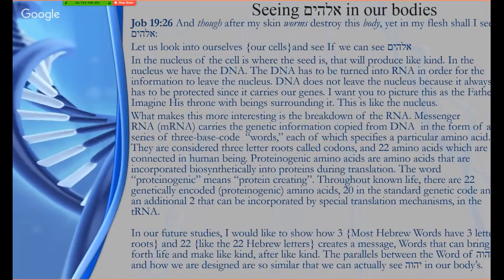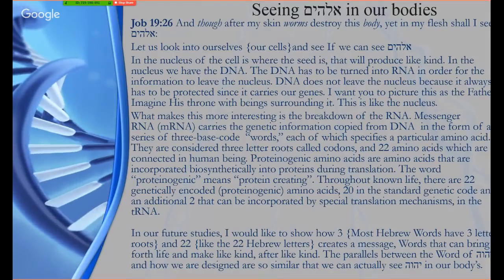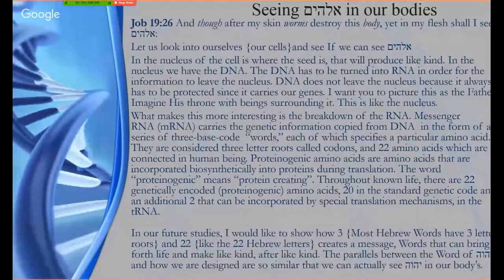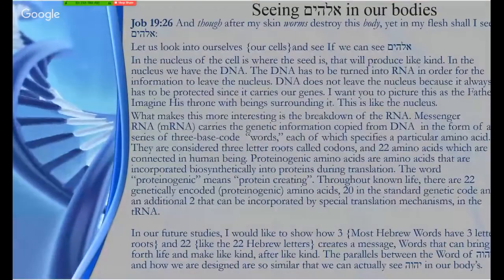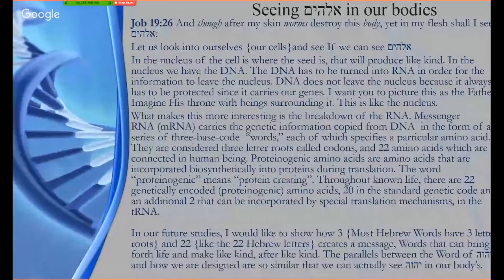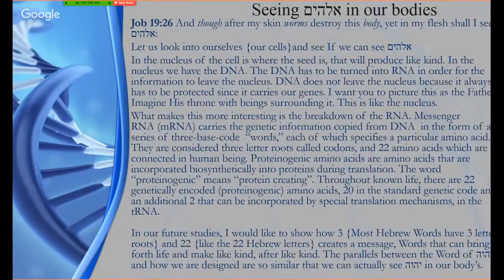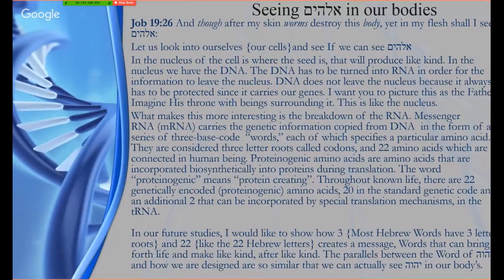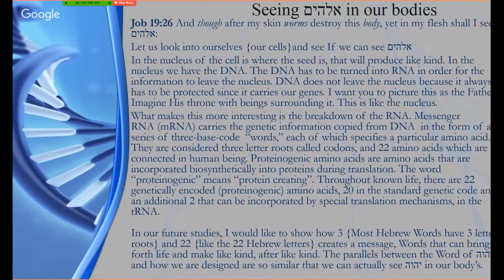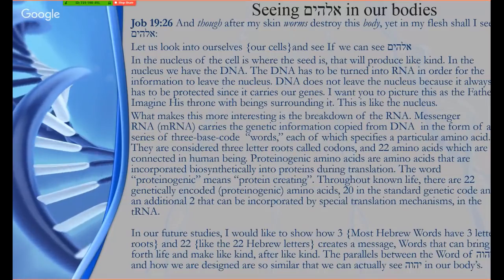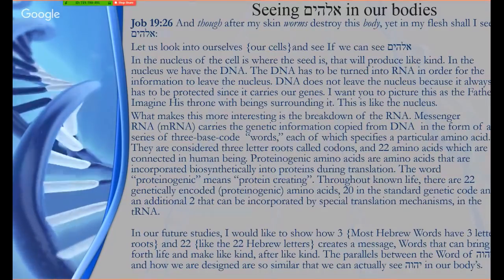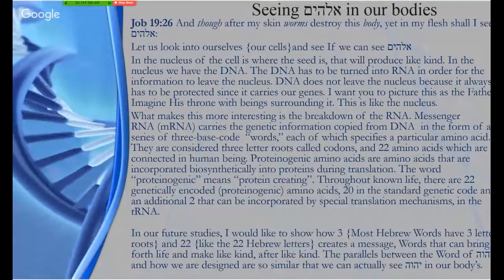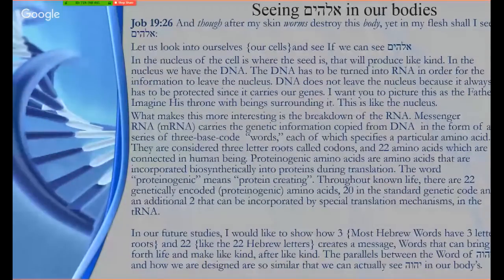Okay. All right. So let us look into ourselves, or our cells, and see if we can see Elohim. In the nucleus of the cell is where the seed is. The seed, or DNA, will produce like kind. So in the nucleus, we have the DNA. The DNA has to be turned into RNA in order for the information to leave the nucleus. DNA does not leave the nucleus because it always has to be protected since it carries our genes.